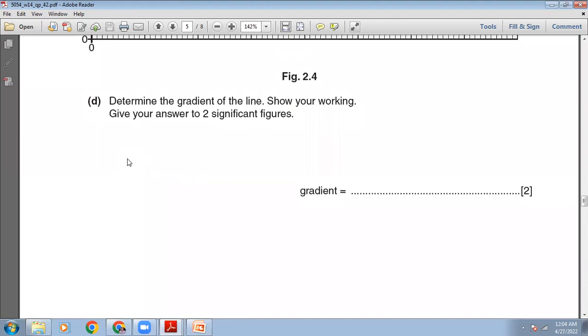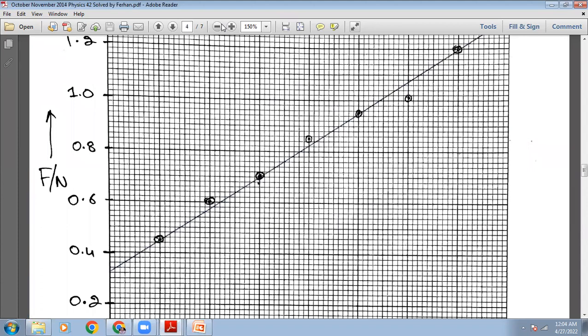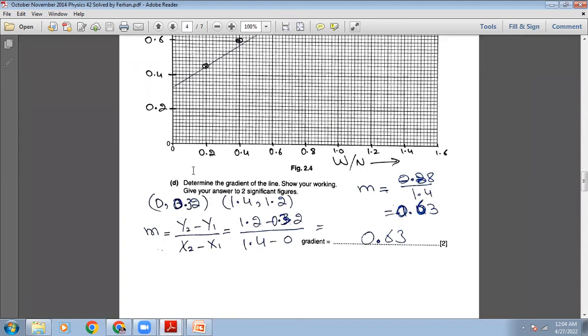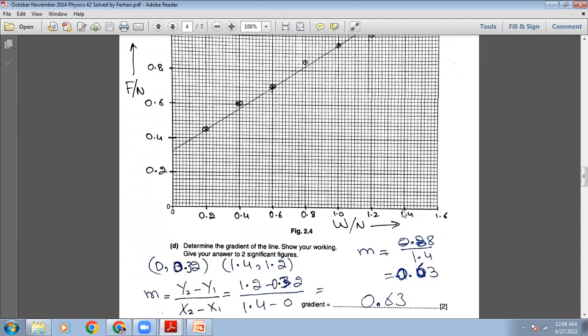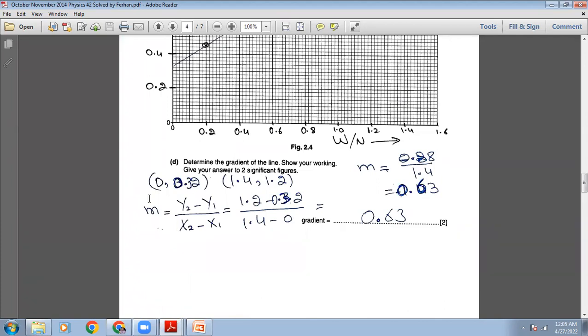Determine the gradient of the line, show your working, give your answer to two significant figures. Okay, so if you want to find out the gradient of this line, we will take 2 points on this line. For example, I have taken (0, 0.32) and (1.4, 1.2). So I will take these 2 points. It's a straight line. You want to find out its gradient.